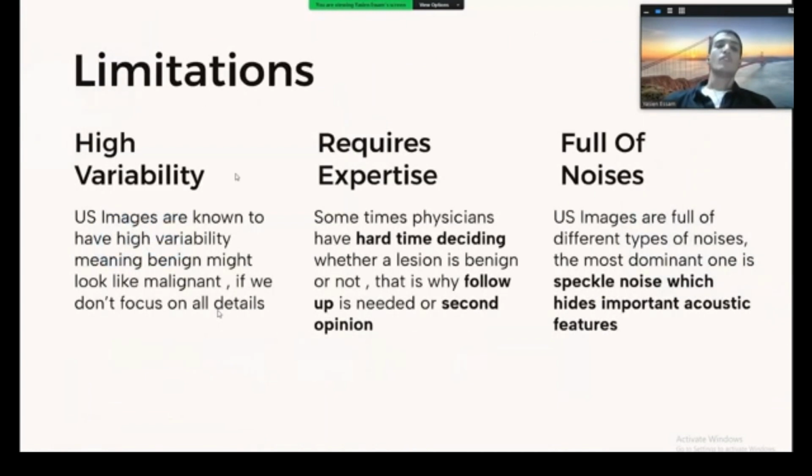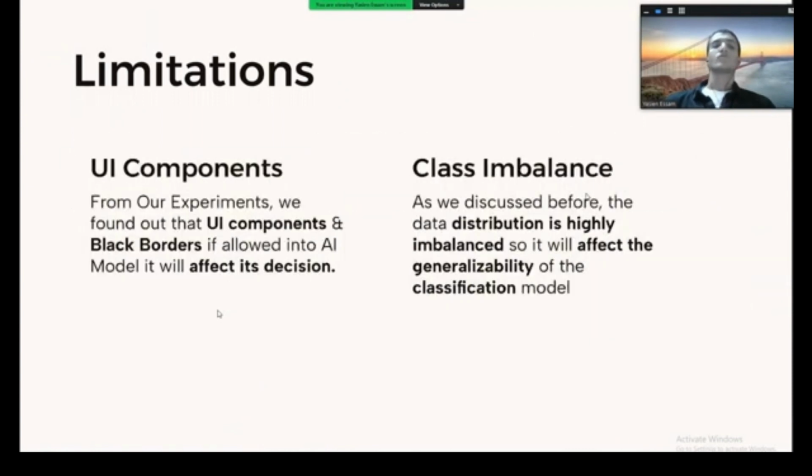Although our results were very good, we have some limitations due to the nature of ultrasound images, because it has very high variability, which means that benign might look like malignant and vice versa, which leads to our next limitation, that ultrasound requires expertise to correctly assess the images. And also it's full of noise, especially speckle noise, which hides important acoustic features. Also, some images have a UI component and a black border, which can affect our model's decision.